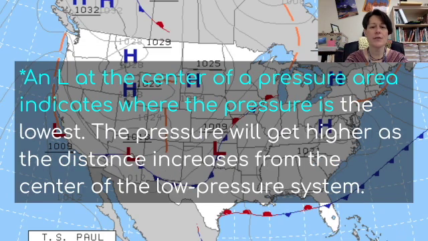An L at the center of a pressure area indicates where the pressure is the lowest. The pressure will get higher as the distance increases from the center of the low pressure system. These ones aren't as distinct, but over here we have an L and it looks like it has a circle around it. This is as if you're in a hole, and each one going out is a higher elevation. You're climbing out of the hole, out of a valley, pressure-wise.